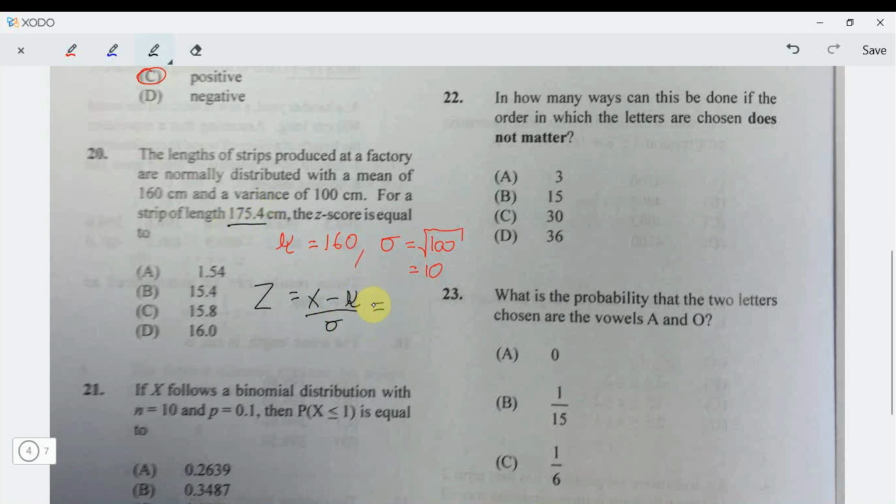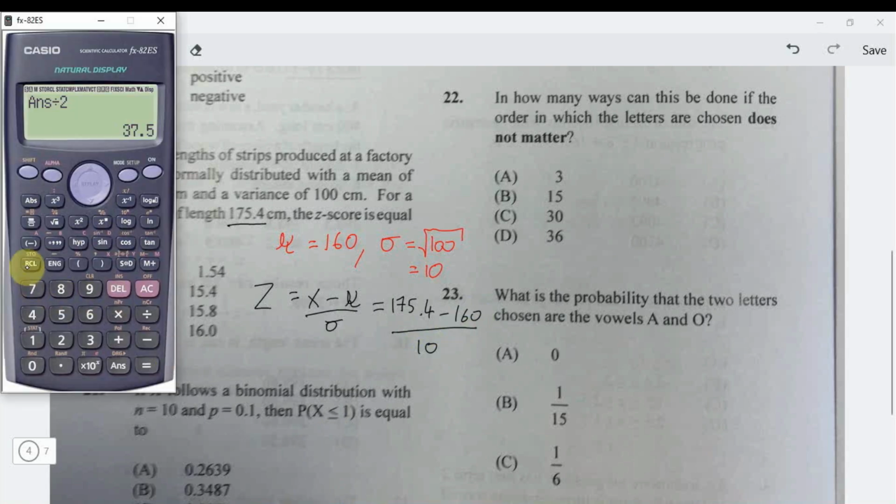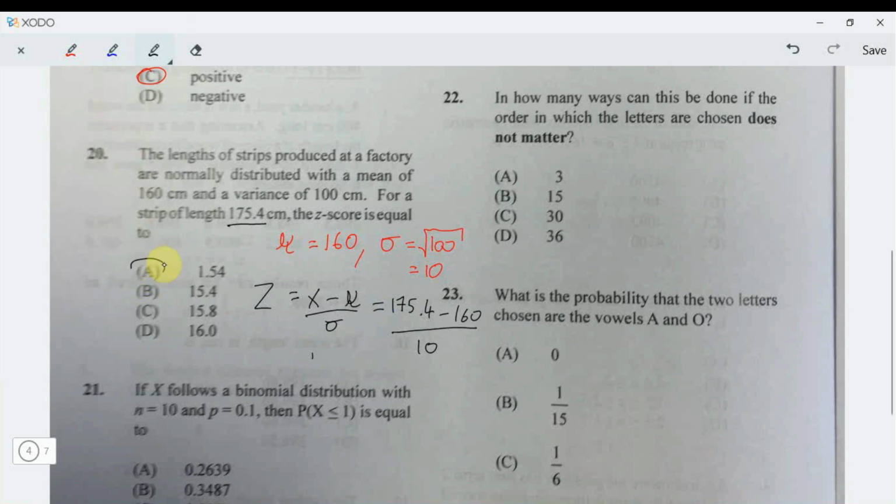X this time is given to be 175.4 minus the mean of 160 divided by 10. Just punch that into your calculator. 175.4 minus 160 divided by 10. We put that in our calculator and we get 1.54. Option A. Very easy. Nice. Alright, the next one, number 21.